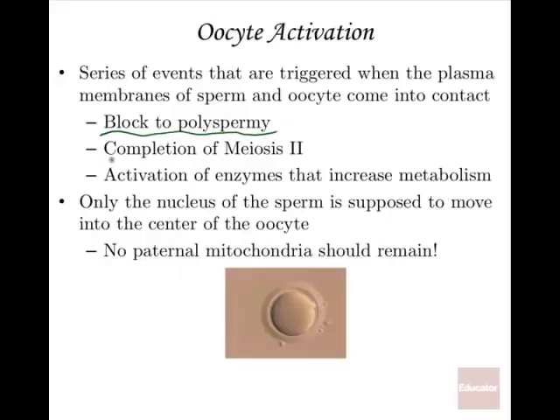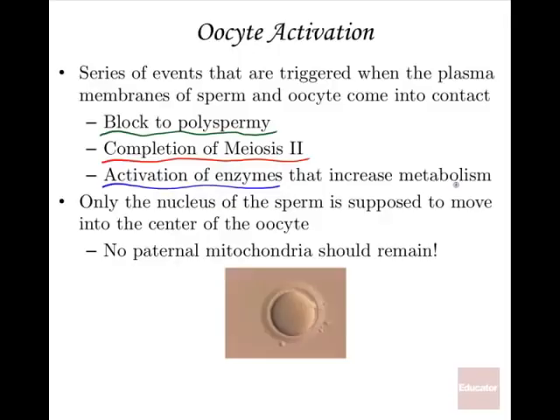Next thing, completion of meiosis II. So remember, a secondary oocyte is not quite a full-fledged ovum. It's actually arrested in meiosis II. So meiosis II completes once that sperm has entered, and then also activation of enzymes.